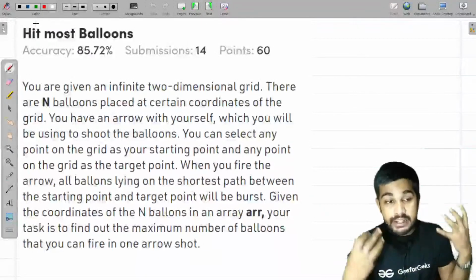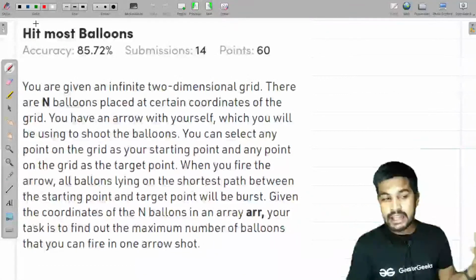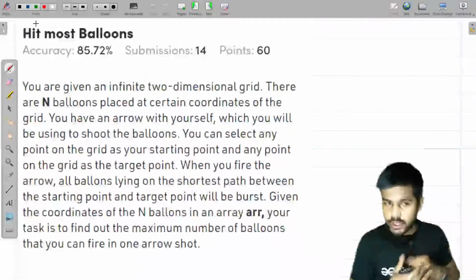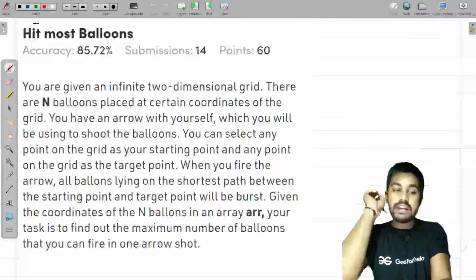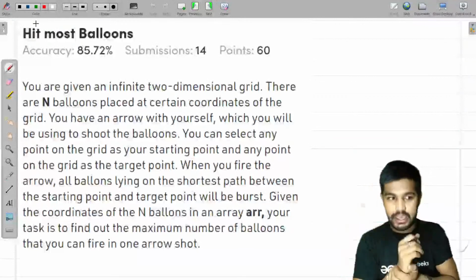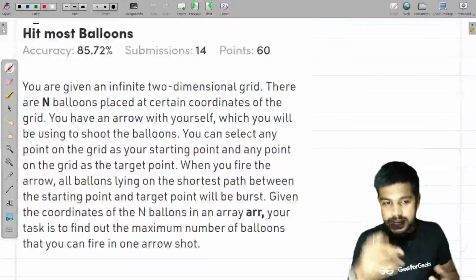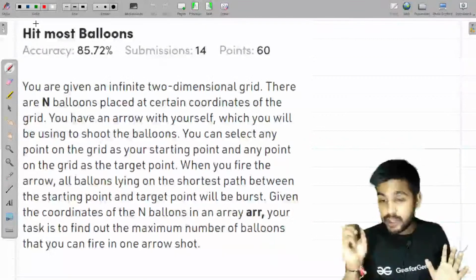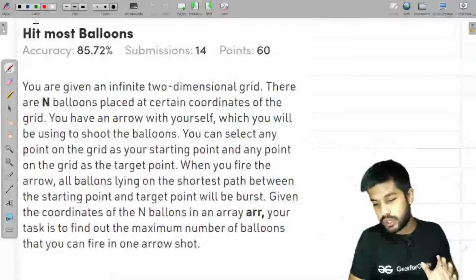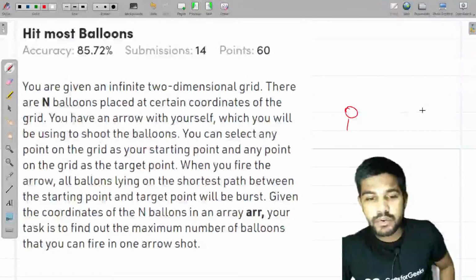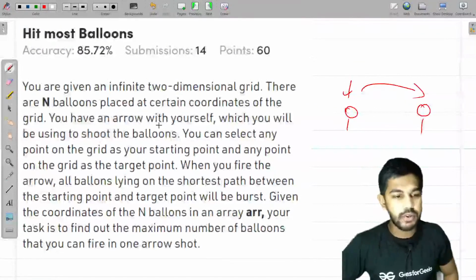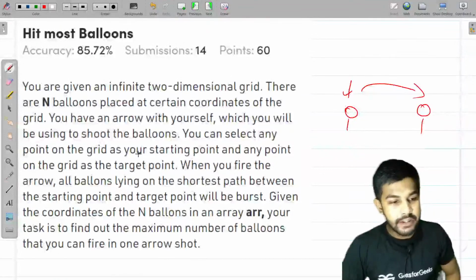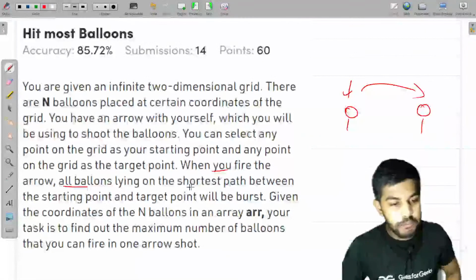We are given an infinite two-dimensional grid, and there are n balloons placed at certain coordinates of the grid. You have an arrow with you, and we would shoot the balloons. You can select any point on the grid as your starting point, including a point which already has a balloon. Suppose this already has a balloon, this already has a balloon. So we can stand here and shoot the other balloons. When you fire the arrow, all balloons on the shortest path between the points will burst.